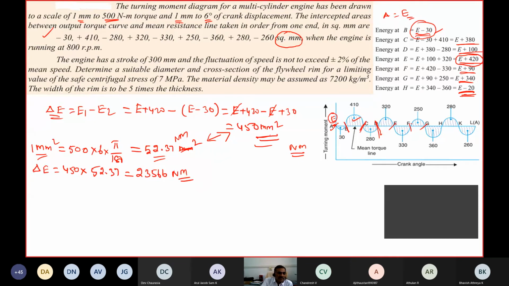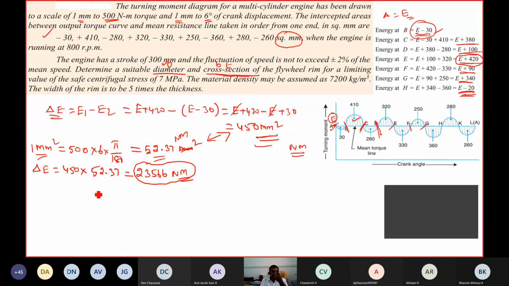What is the value of delta E? We calculated. What we have to calculate actually? We need to calculate the suitable diameter and cross section of the flywheel. Diameter means D. Cross section means B into T. So these are all the three values we are going to calculate.